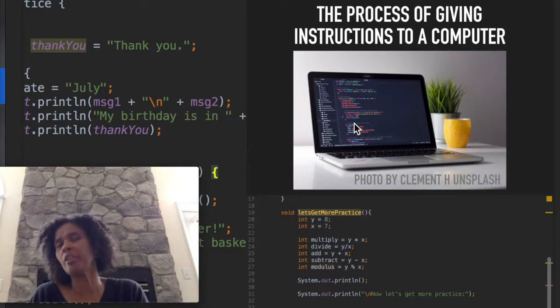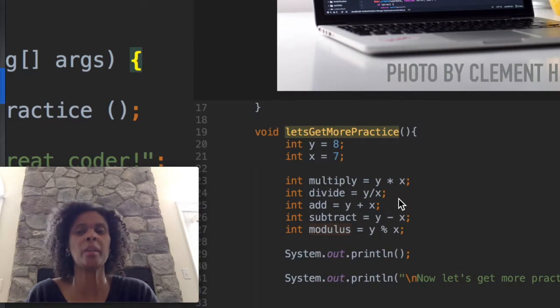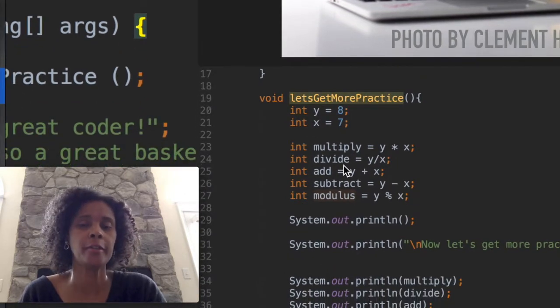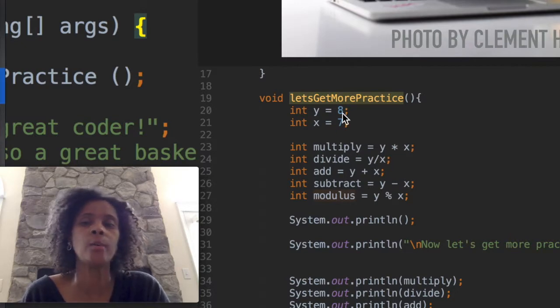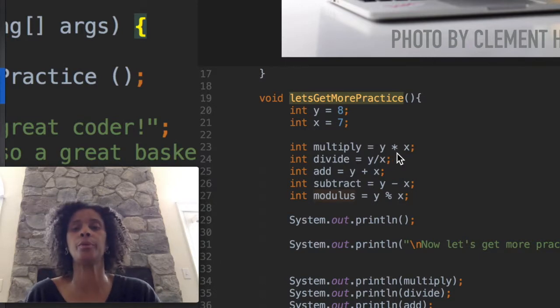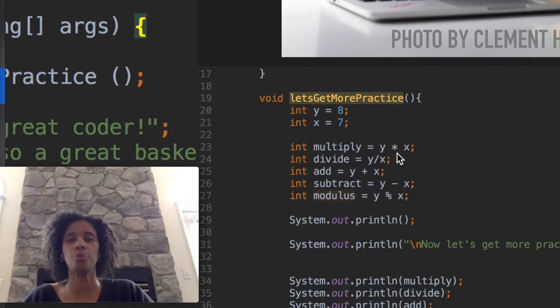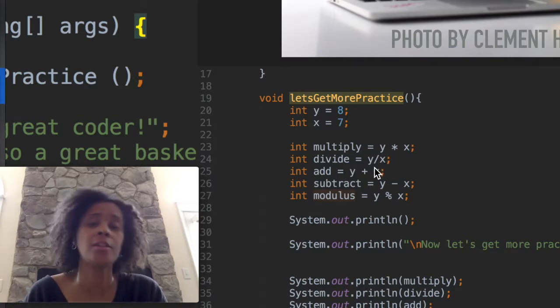So I want you to think about the fact that your computers are really configured in a way so that they can take these instructions in and do something with them. Here is an example in the Java programming language, where I'm taking x times y, or y times x. So y is equal to 8 and x is equal to 7. And this little asterisk is telling the computer to multiply these two numbers together. Well, I can give it this slash and tell it to divide.